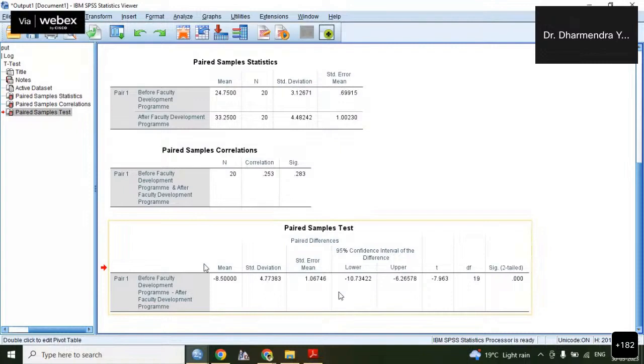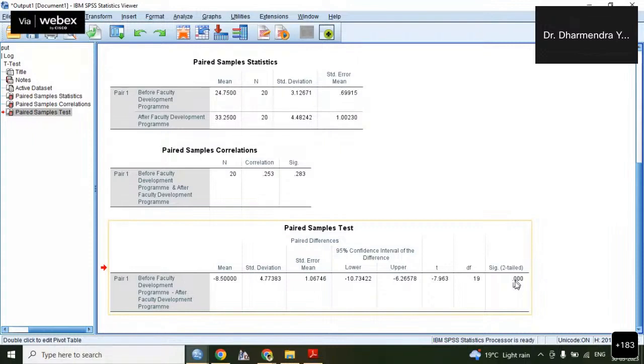So now let's check the mean, standard deviation, standard error, t-test, degrees of freedom, and this final significance. This is a value of 0.000. It means it is very much less than 0.05. The value of 0.000 is considered less than 0.05. So what does it mean? The null hypothesis will be rejected.